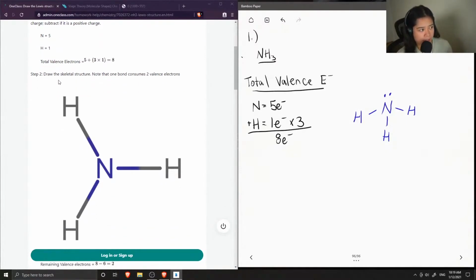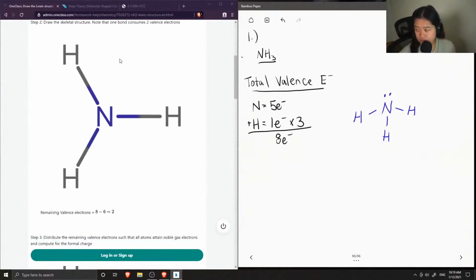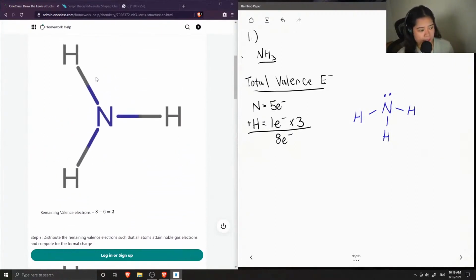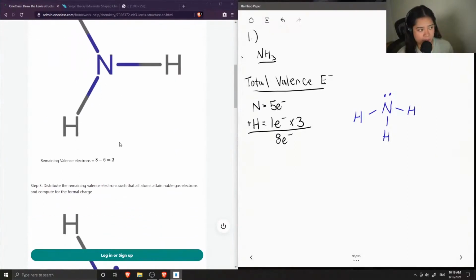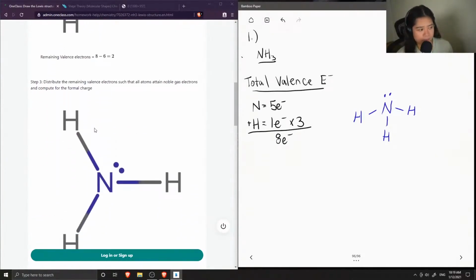Step 2. Draw the skeletal structure. Note that 1 bond consumes 2 valence electrons. Okay, so they showed how each bond will contain 2. So the remaining valence electrons is 2.